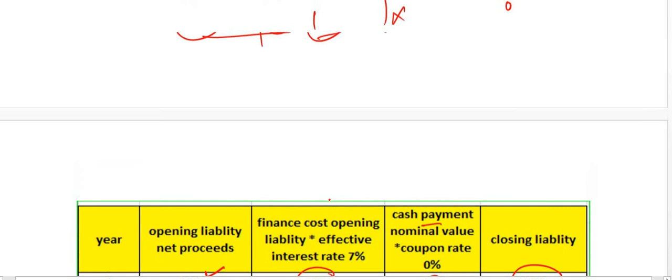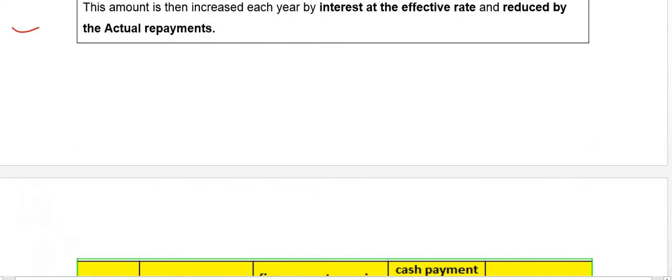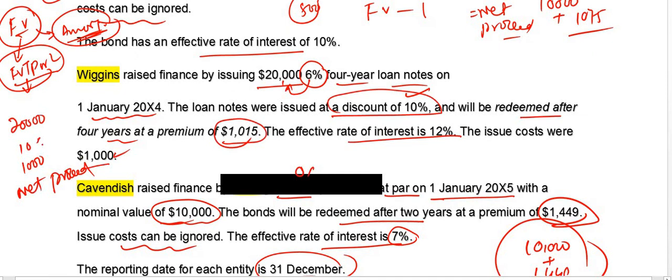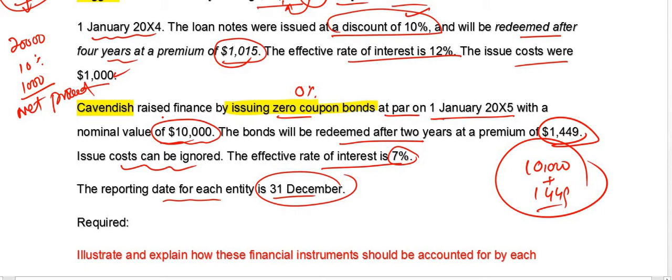As you see here in the question, here you see why we use this 10,000. Where is the question? Here, if you see, C raised finance by issuing zero coupon, meaning there is no cash payment, and that means the liability is not decreasing. And if you see here, we don't have any issue cost, so the net proceed is this amount, no issue cost, no transaction cost, so we use this as the opening liability. Hope this is clear now.